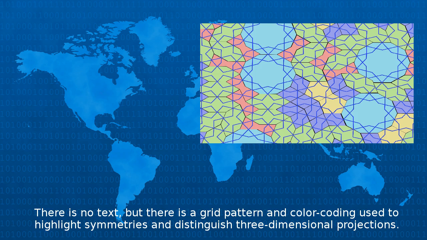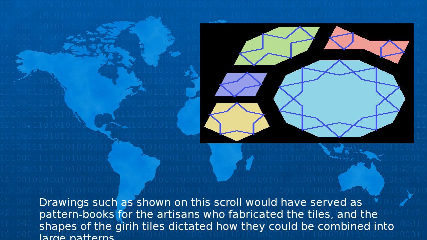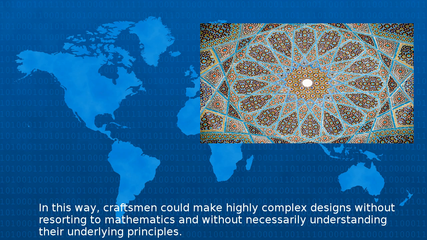There is no text, but there is a grid pattern and color coding used to highlight symmetries and distinguish 3-dimensional projections. Drawings such as shown on this scroll would have served as pattern books for the artisans who fabricated the tiles, and the shapes of the girih tiles dictated how they could be combined into large patterns. In this way, craftsmen could make highly complex designs without resorting to mathematics and without necessarily understanding their underlying principles.